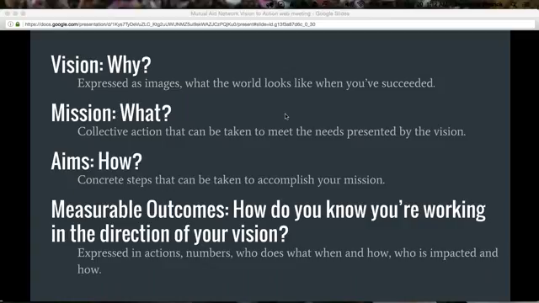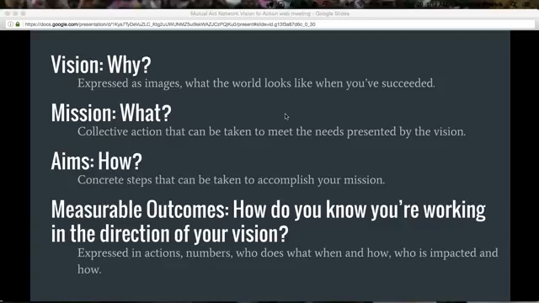So the way I construed it is the questions why, what, and how. So the vision is the why. And as I put it here, we tend to express it as images or what the world looks like when we've succeeded. What's the beautiful world we're imagining? Then the mission is the what. What's some collective action that can be taken to meet the needs that are presented by the vision? We'll go into that wording a little bit more as we start discussing this. And then the aims are the how. How do we accomplish that? What are the concrete steps that we can take to accomplish that mission?